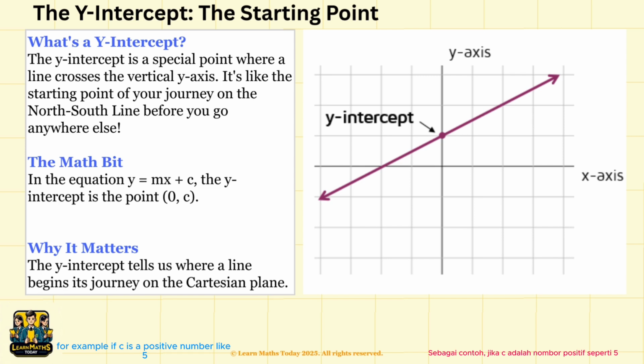For example, if c is a positive number like 5, the line crosses the y-axis above the x-axis. If c is negative, say -2, it crosses below the x-axis. And if c is 0, the line passes right through the origin. It's a key piece of information that helps define the unique identity of each straight line.